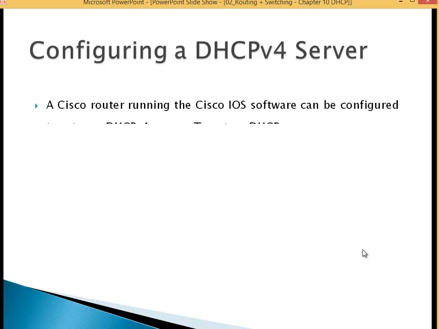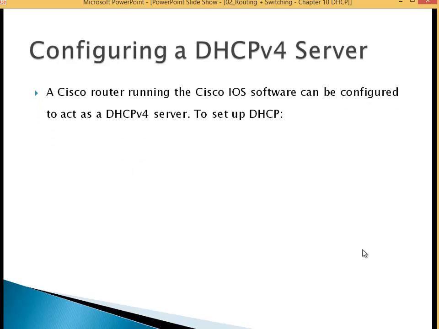Configuring DHCP server. A Cisco router running the Cisco IOS software can be configured to act as a DHCP version 4 server. To set up a DHCP, first we exclude addresses from the pool. So for example, in our pool, if it's 99 addresses, we have maybe .5, .6 we have given statically to a switch, to a router, to a DNS server, or anything like that. Then these addresses, we have to exclude them from our pool.